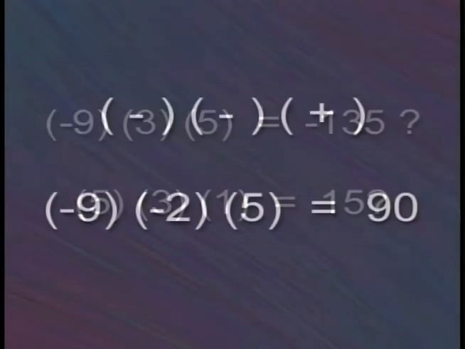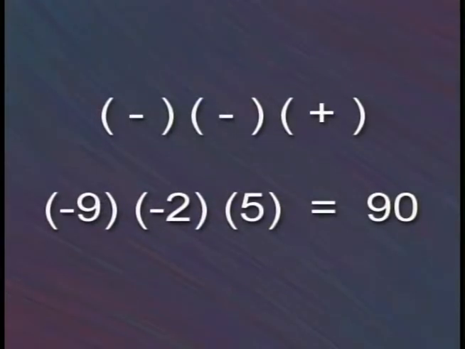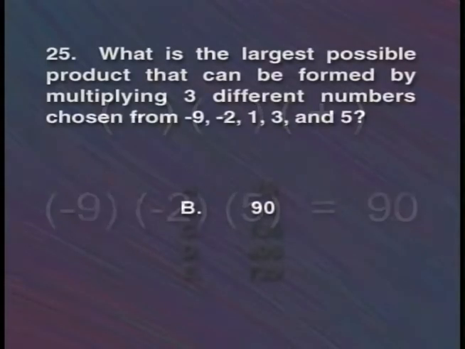How about trying the two negative numbers multiplied by a large positive number? In this case, negative 9 times negative 2 times positive 5 equals a positive 90. This is our largest product. The correct answer is B.